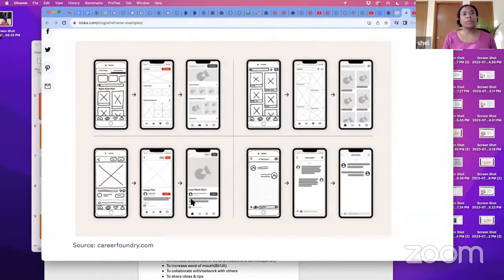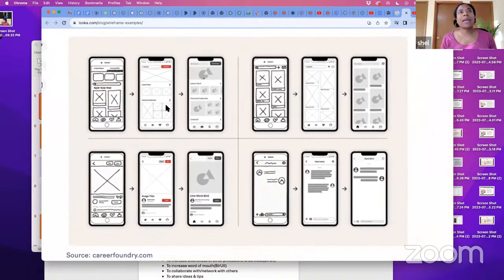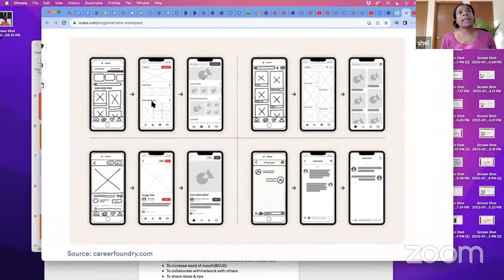This is where we're going. So wireframes can only look like this. They can't look any more sophisticated than this. They're either hand-drawn or we're using something like Figma or Adobe XD, and it looks like this. All of these symbols mean something, right?